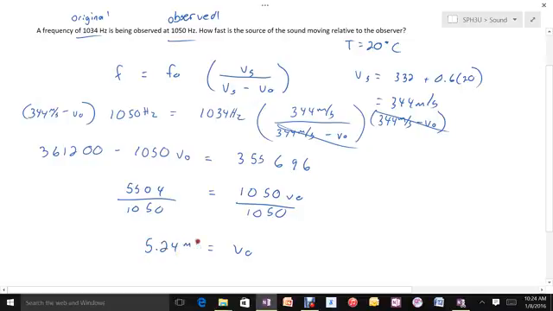5.24 meters per second. So the object's moving at 5.24 meters per second. It wasn't much of a shift in frequency, so it's not that surprising that the velocity of the object isn't that great. Just for perspective, because I always think in terms of kilometers per hour, this works out to about 19 kilometers per hour.